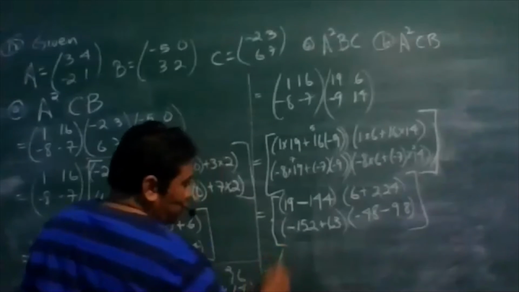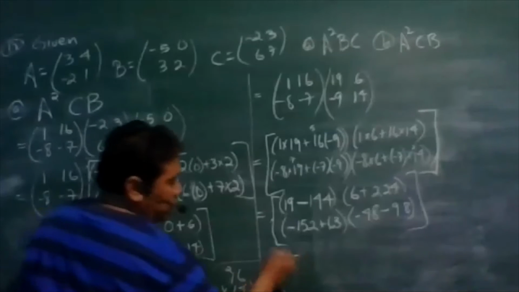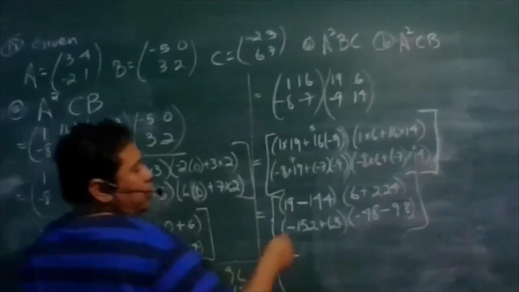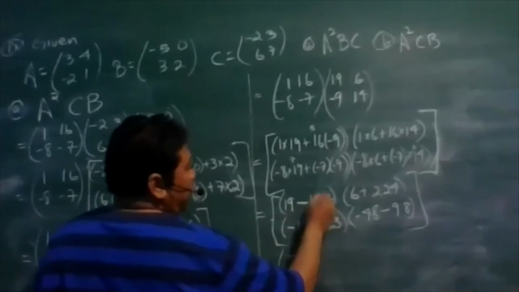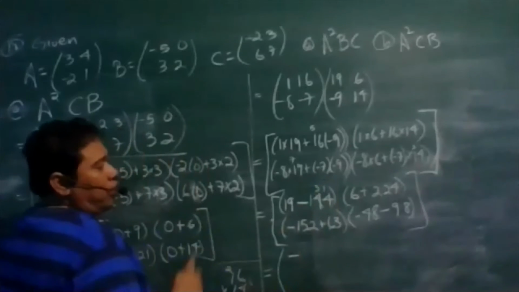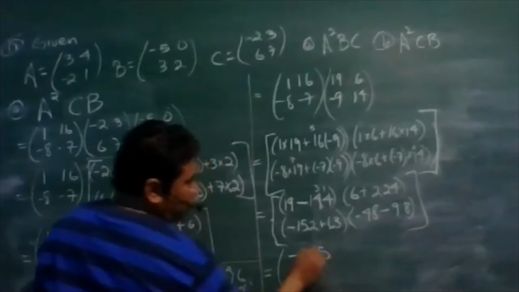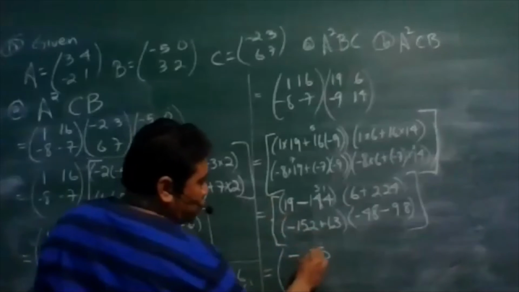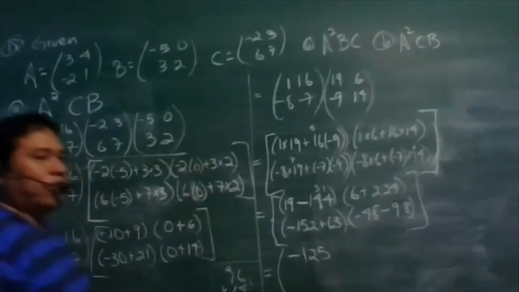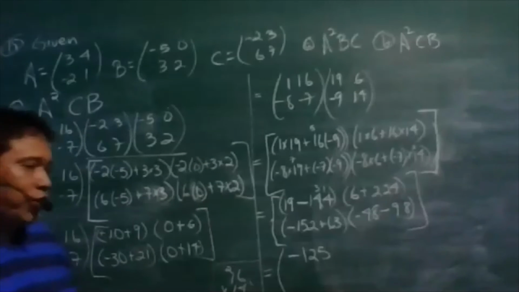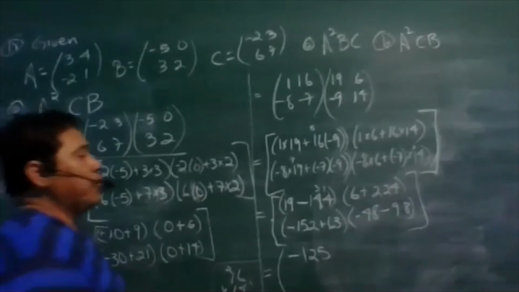So my final result, obviously this will be a negative. 4 minus 9 cannot go, but I borrow. 14 minus 9 is going to be 5. 3 minus 1 is 2, and 1, so negative 125 is my first element answer.